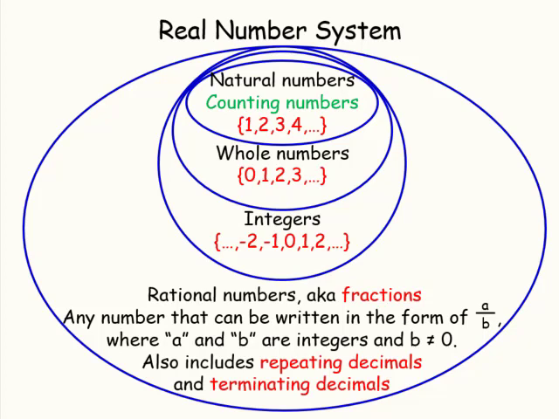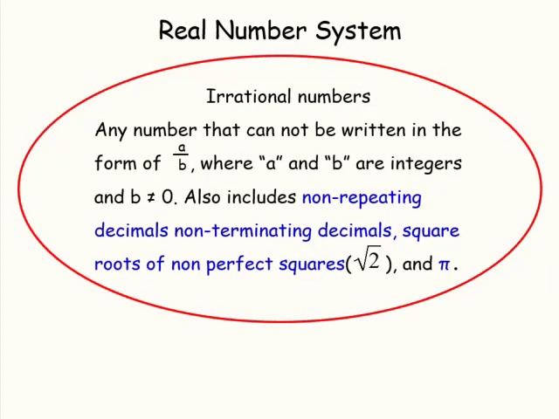Under the real number system, you can either be rational or irrational. Natural numbers, whole numbers, and integers are all rational numbers. The other side would be called irrational numbers. Irrational numbers are any number that cannot be written in the form of a over b, where a and b are integers and b does not equal 0. Also includes non-repeating, non-terminating decimals, square roots of non-perfect squares, and the number pi.